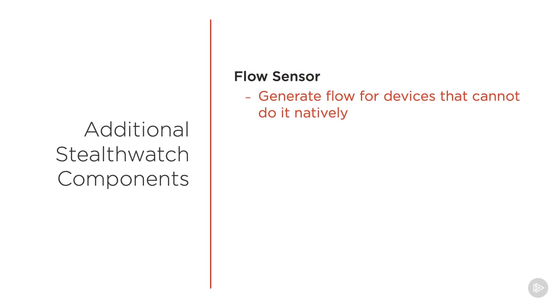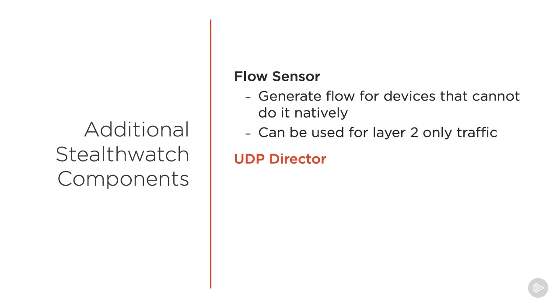Flow sensors can be installed in order to generate flow for devices that cannot do it natively. When traffic is mirrored to the flow sensor, it then creates the telemetry data based off of that traffic. It even works for layer 2 traffic. The other component is a UDP director. The UDP director can aggregate all the flow data and then send it to Stealthwatch, but it can also send the data to other security devices.